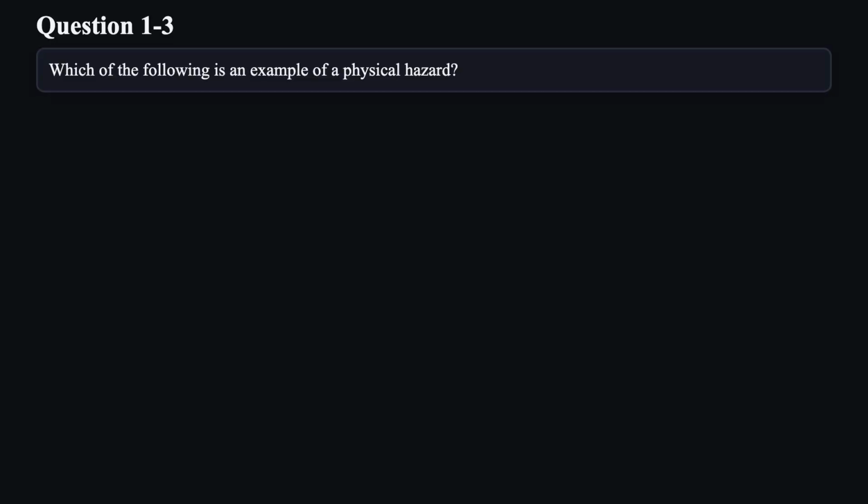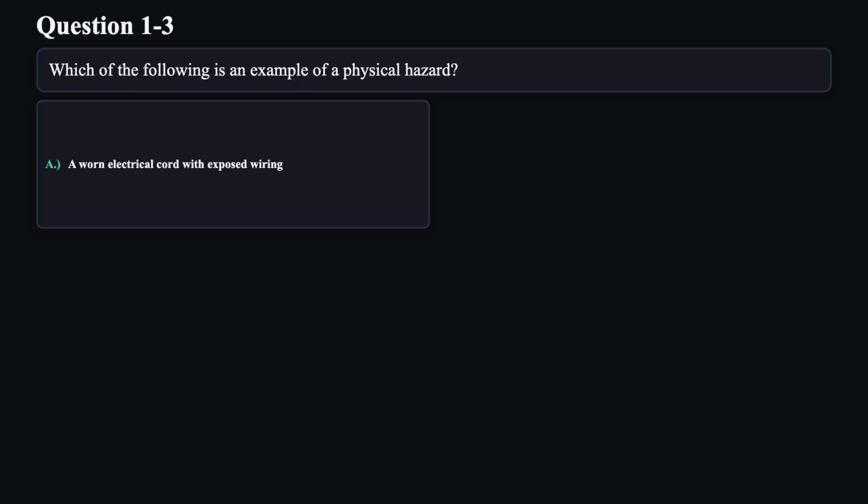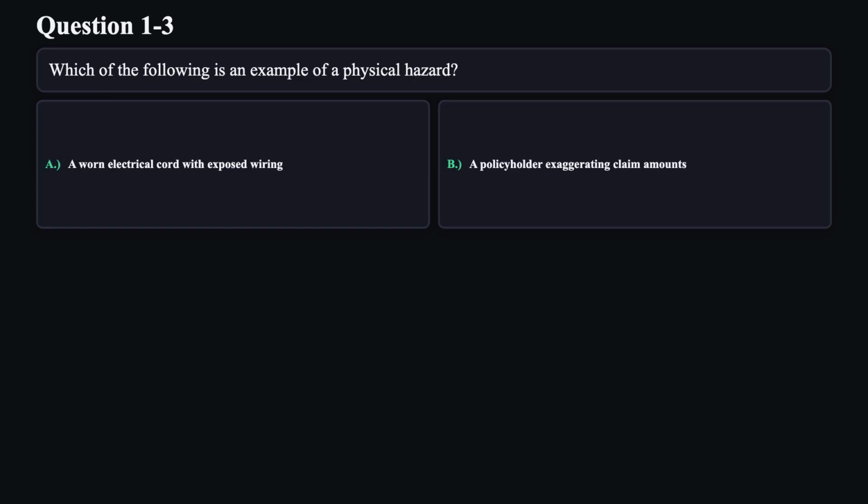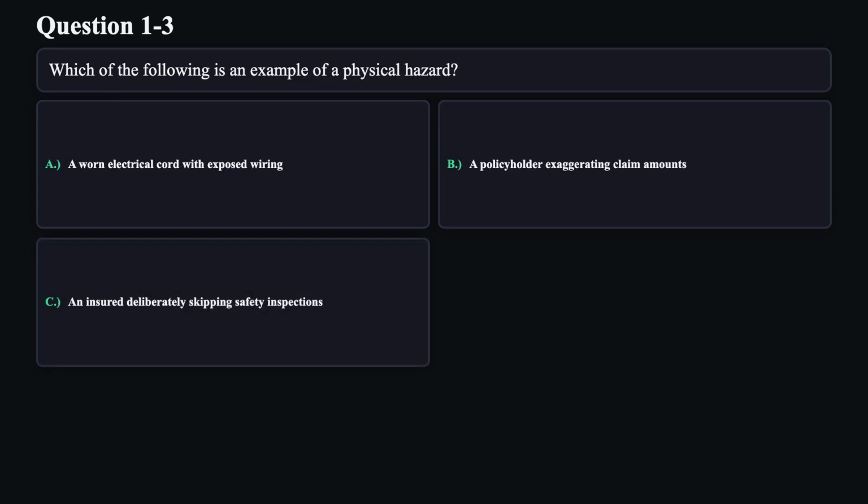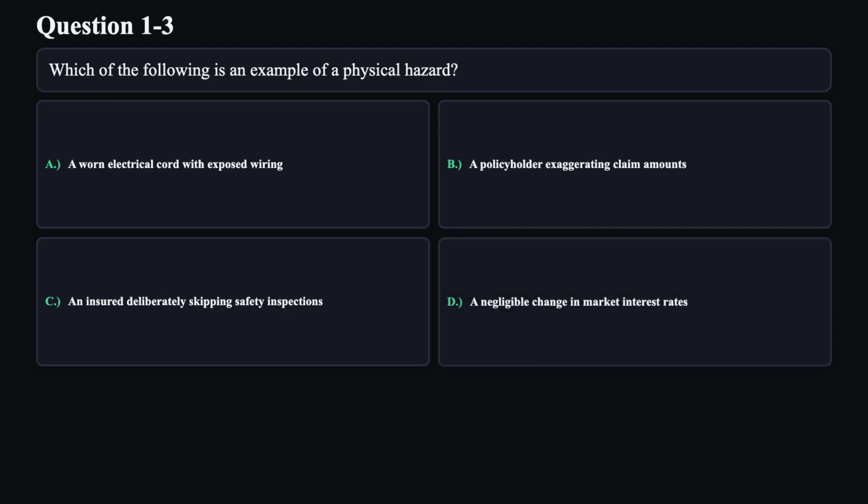Question 3. Which of the following is an example of a physical hazard? A. A worn electrical cord with exposed wiring. B. A policyholder exaggerating claim amounts. C. An insured deliberately skipping safety inspections. D. A negligible change in market interest rates.